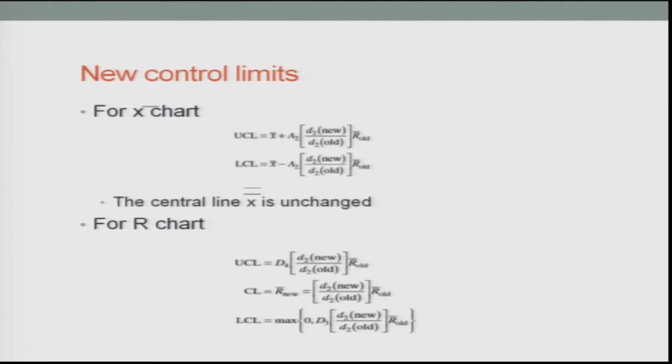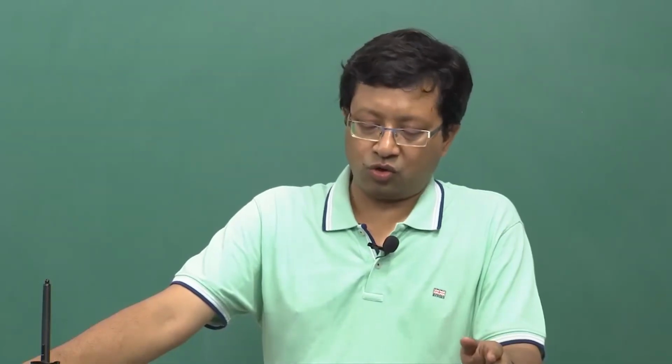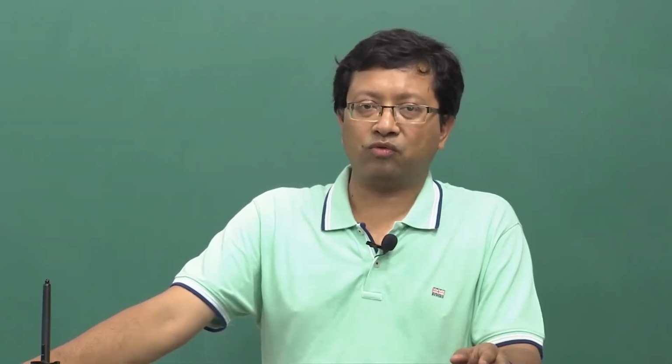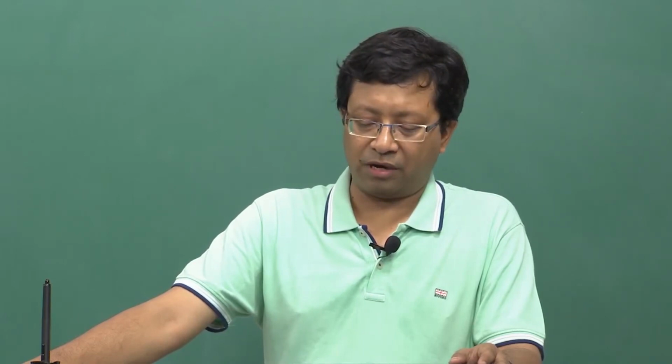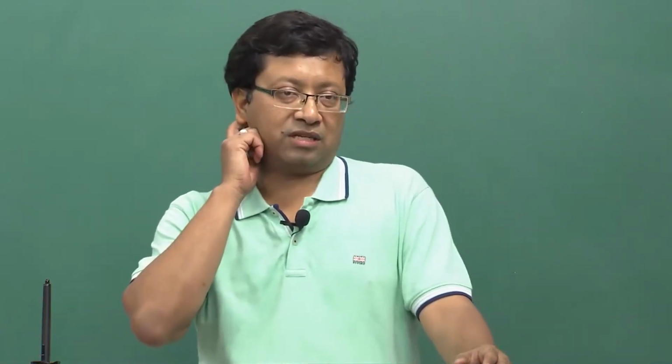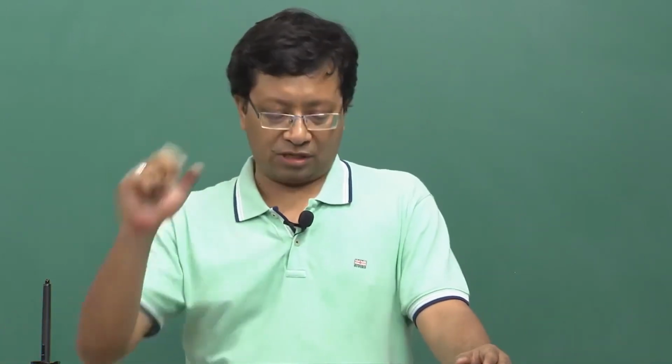X bar remains the same in both cases. In one case, as you know, it will be plus A2 and in the other case it will be minus A2. So, the ratio of D2 new and D2 old will be multiplied by R bar in order to find the new control limits.